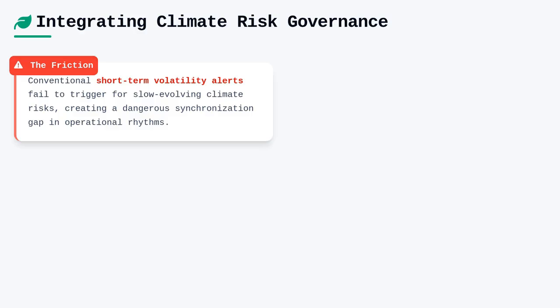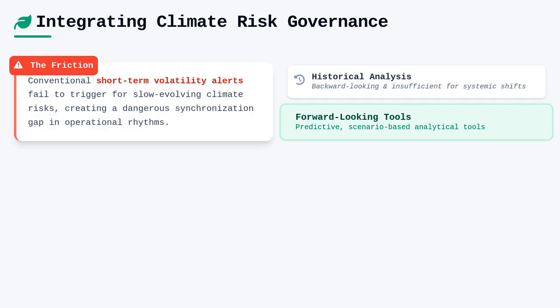Many organizations encounter significant friction when attempting to synchronize these new reporting requirements with their existing operational rhythms. Because climate risks evolve slowly, they may fail to trigger conventional risk alerts that are designed for immediate, short-term volatility. This necessitates a move toward forward-looking analytical tools rather than historical trend analysis, which is inherently backward-looking and insufficient for predicting the systemic shifts associated with global warming.